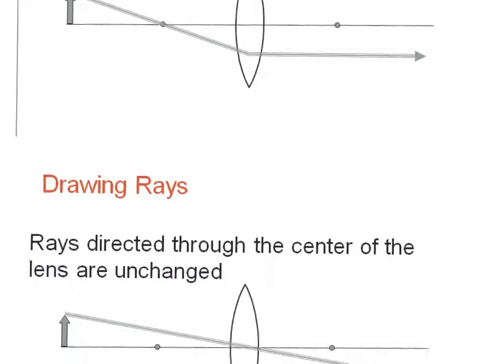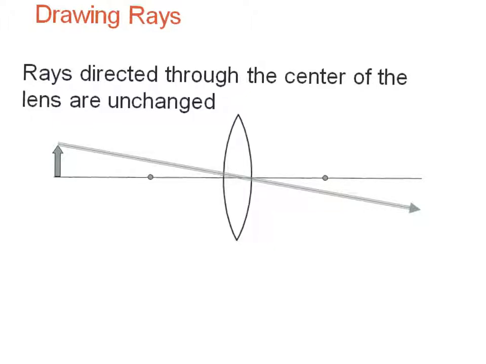And our third ray is going to travel in a straight line from the top of the object straight through the direct center of this lens, where the lens and the optical axis intersect, and continue passing through unchanged. So ideally, all three of these rays should be drawn simultaneously.